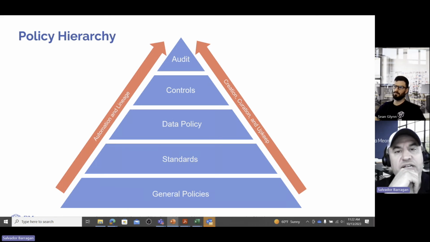So as you look at these arrows, all the way from the top to the bottom, we're looking at general policy, standards, data policy, controls, and audit. How they're the creation, curation, upkeep. All of these sections follow that process. They follow the creation, the curation, and the upkeep of policy standards across an organization, and then the automation of those policies and the lineage of them.